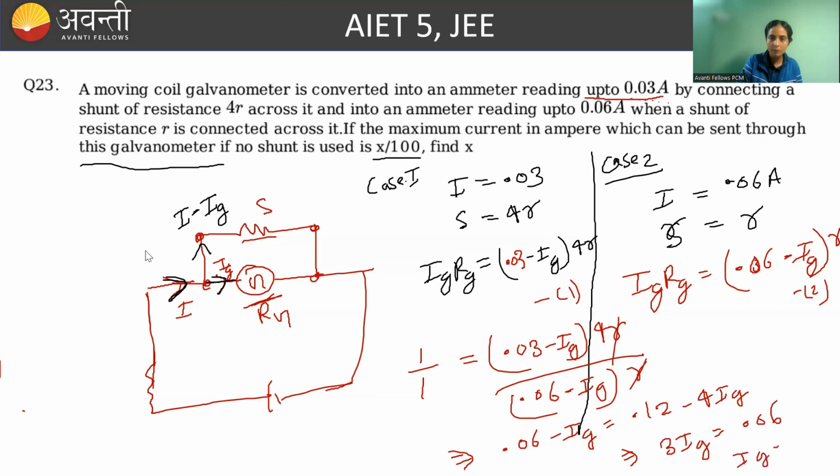and Ig will be equal to how much? It will become 0.02. And here Ig is given as x by 100. So x by 100 is equal to how much? 0.02. That is 2 by 100. So x is equal to how much? 2. So correct answer will be what? 2.